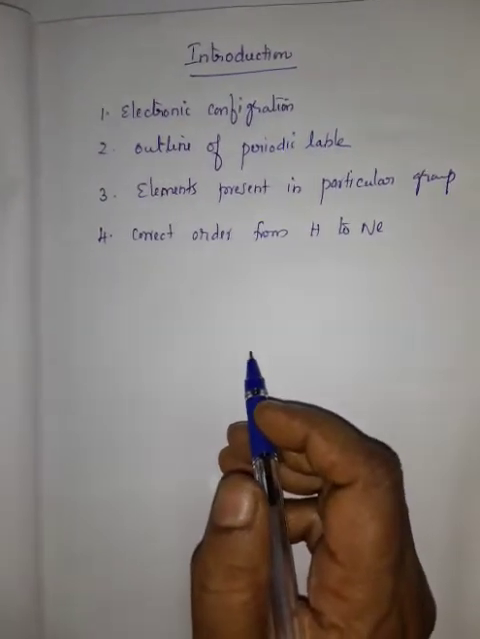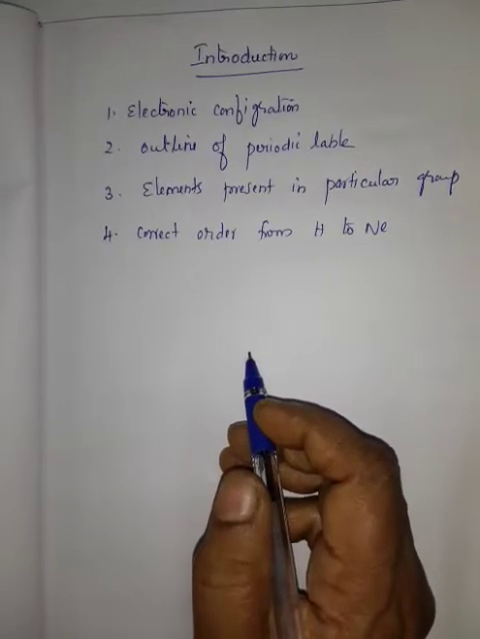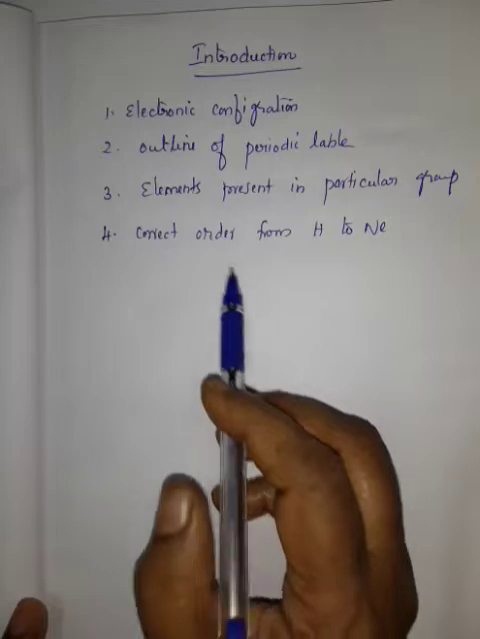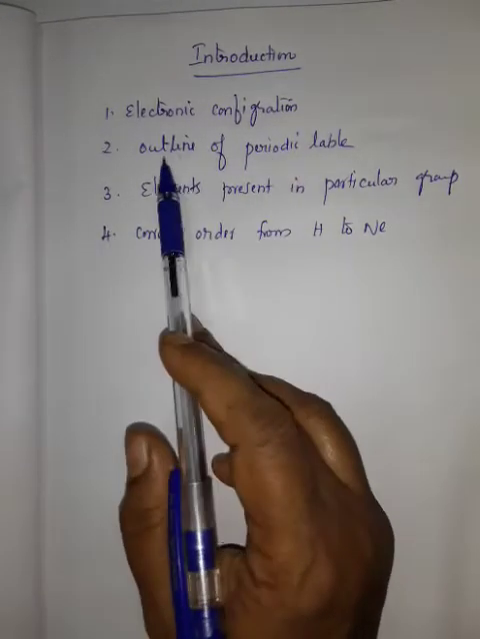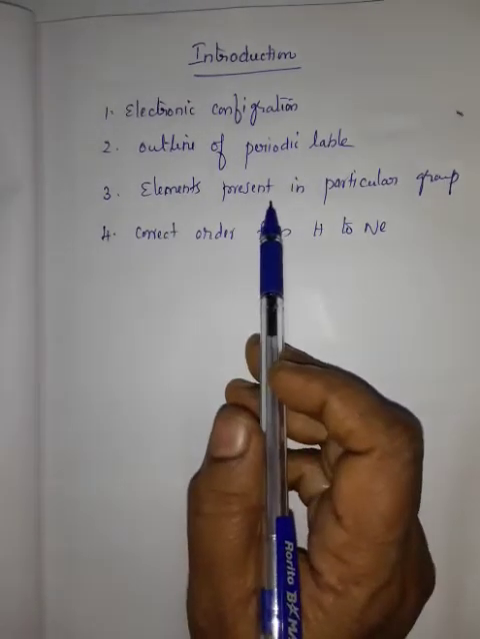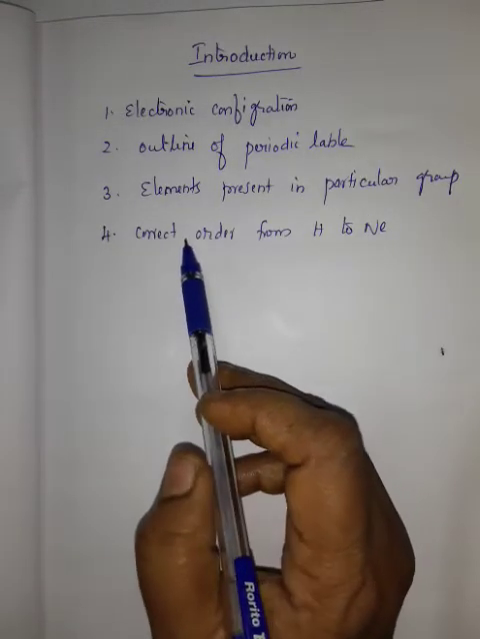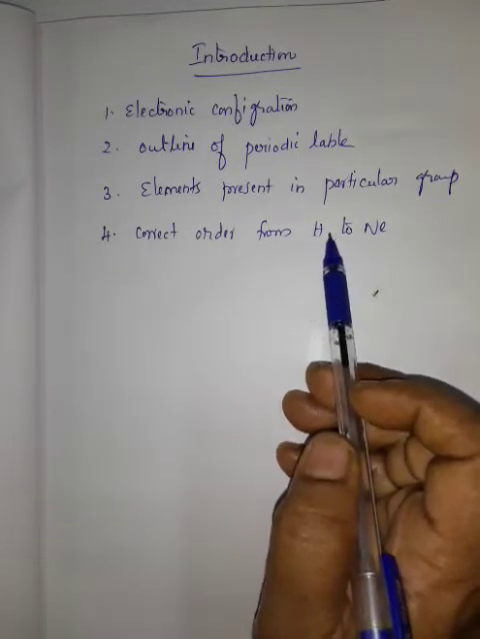Children, today we are going to learn about the P block element lesson. It is part 1, lesson number 2. Before we start to learn, we should know the electronic configuration of all the elements, the outline of the periodic table, the elements present in a particular group, then the correct order, at least from hydrogen to neon, that is from atomic number 1 to atomic number 10.